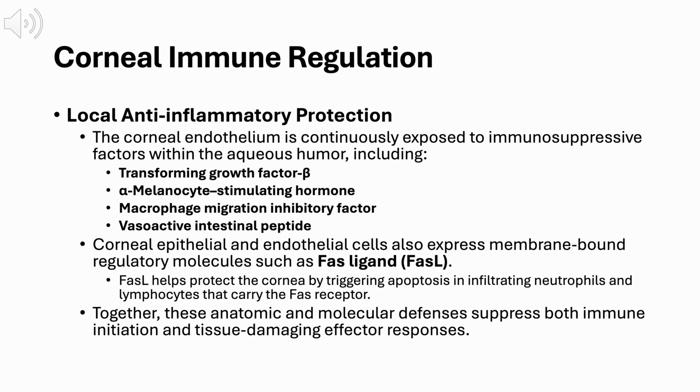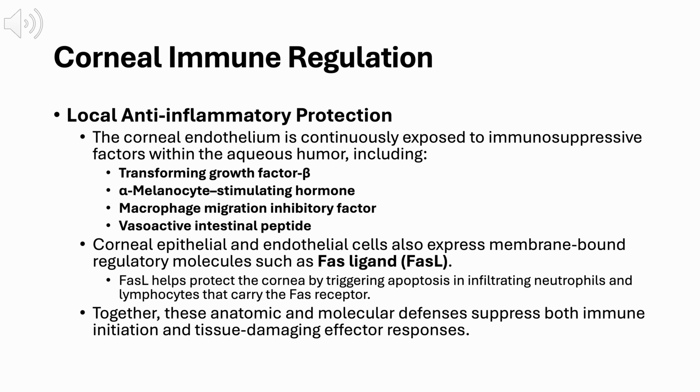The cornea also defends itself with membrane-bound molecules. Corneal epithelial and endothelial cells express Fas ligand, or Fas-L. Fas-L is elegant. It triggers apoptosis in infiltrating neutrophils and lymphocytes that carry the Fas receptor, essentially instructing invading immune cells to self-destruct before they can cause damage. So you have anatomic barriers, soluble suppressive factors, and cell surface killing molecules, all layered together. These defenses suppress both immune initiation and tissue-damaging effector responses. This rich protective system is exactly what makes the cornea the most successfully transplanted tissue in the body.